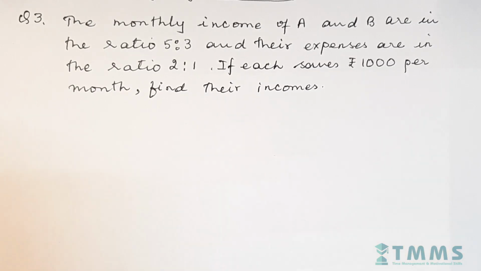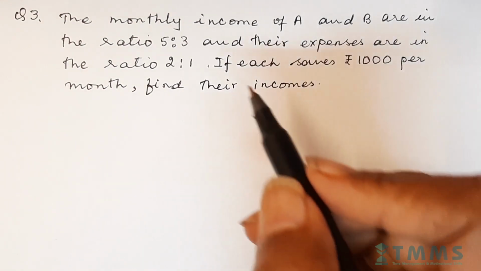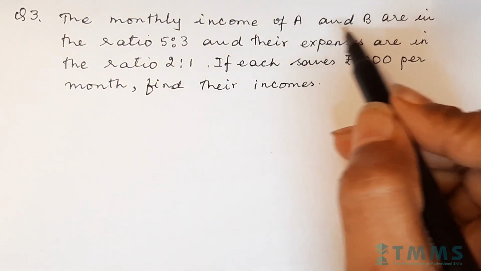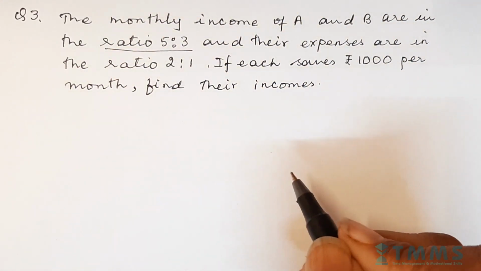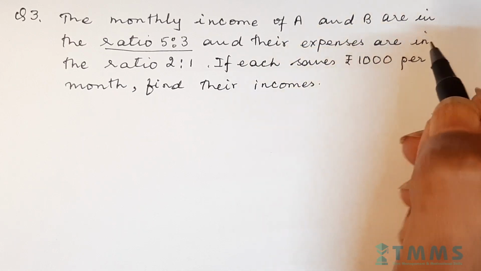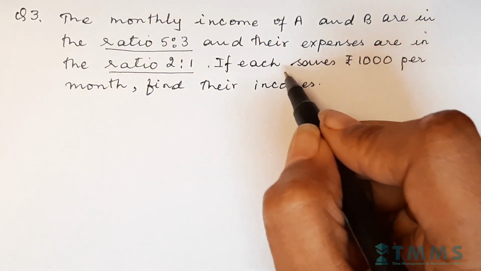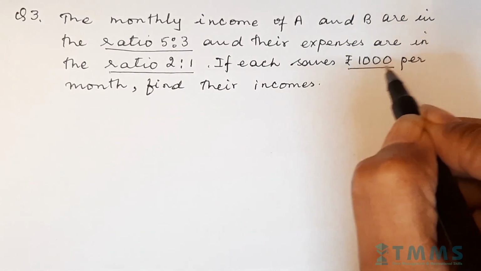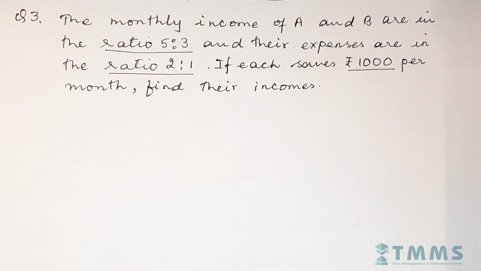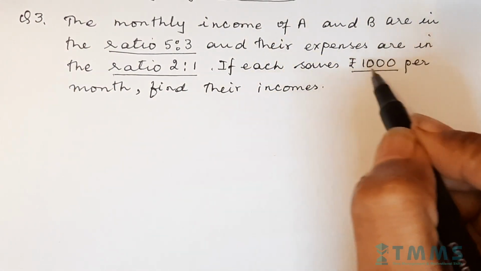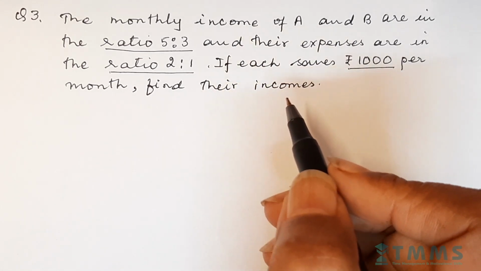Now let us look at question number 3, which is the last question of this video. The monthly income of A and B are in the ratio 5:3 and their expenses are in the ratio 2:1. If each saves rupees 1000 per month, find their incomes.